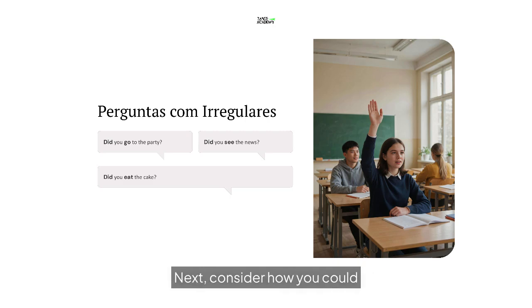Next, consider how you could ask someone if they caught a particular story or event. Did you see the news? Is a great way to inquire about recent happenings. It prompts the other person to reflect on their own experiences and opinions, allowing for a deeper discussion. Notice how the structure remains consistent. We start with did, followed by the base form of the verb see.